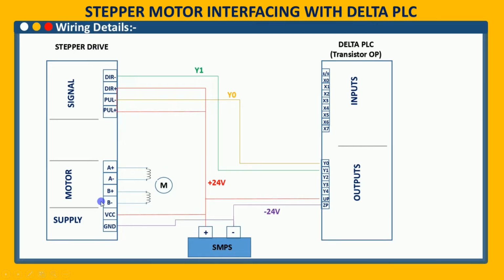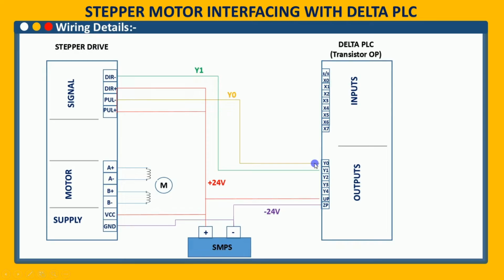Then on the stepper drive side, we need to give the supply to the stepper drive. So this is VCC and ground, these are for plus 24 and minus 24. So plus 24 is connected to VCC here, right? And on the PLC side, in the transistor PLC we have terminals UP and ZP. For UP we need to connect plus 24, and minus 24 to ZP.